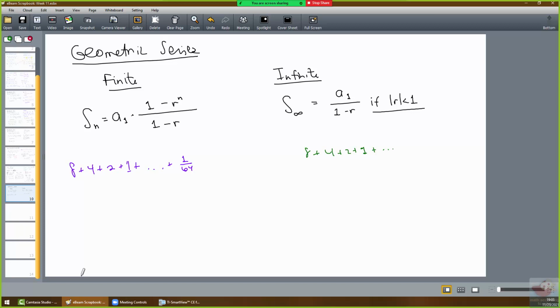So notice the difference: the one on the left is finite because it stops at 1/64th. The one on the right is infinite, goes on forever with a ... at the very end. We have the same difficulty as before. The hardest part is finding n, and notice we only have to worry about that for the finite part.